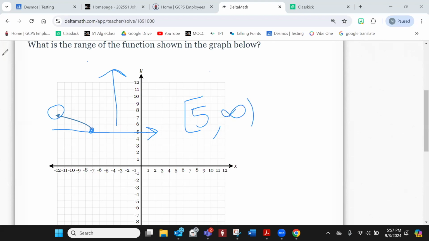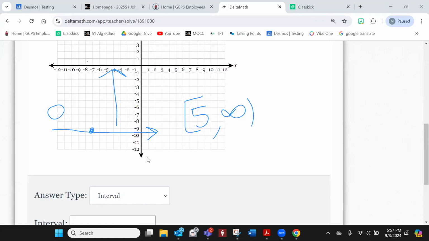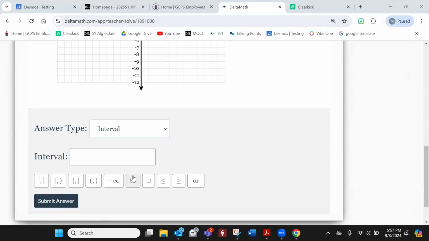So once again, it's bracket and parentheses, and it's still in interval notation. So it's 5 to infinity.